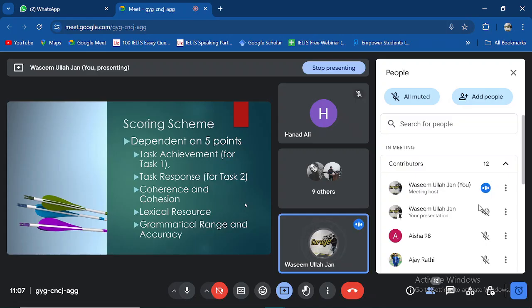Okay, so there are 5 points in grammatical range. The first point is your 12 types of tenses, then we have your 4 types of sentences, then we have 2 types of narrations, 2 types of voices, and last, spelling. Accuracy means how are you able to accurately use these 5 points?